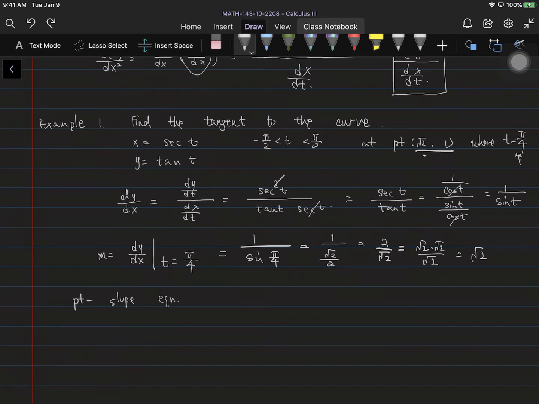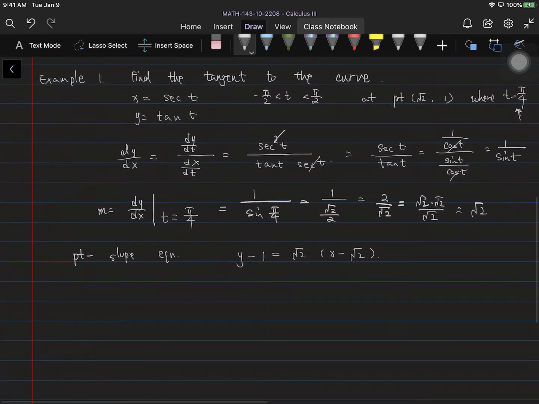So let's see how to write down the tangent line. y minus 1 equals slope times x minus root 2. Okay, that is the tangent line. Now the exercise: x is 2 cosine t, y equals 2 sine t, t equals pi over 4. We want to find the slope when t equals pi over 4.